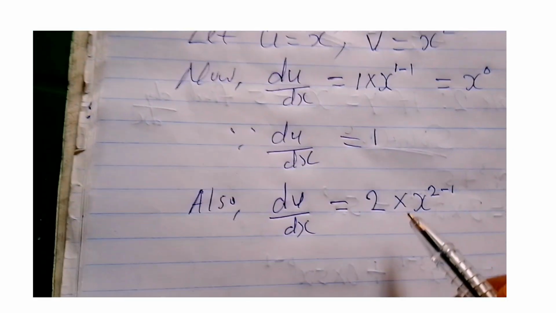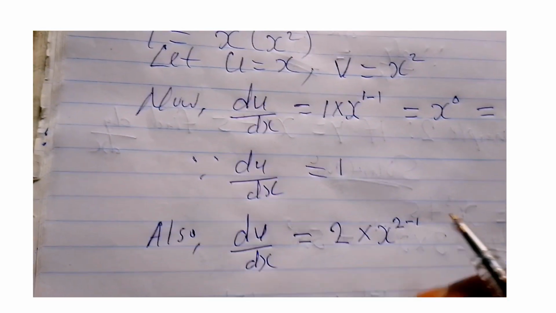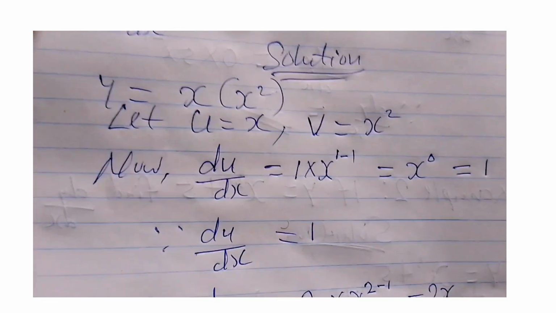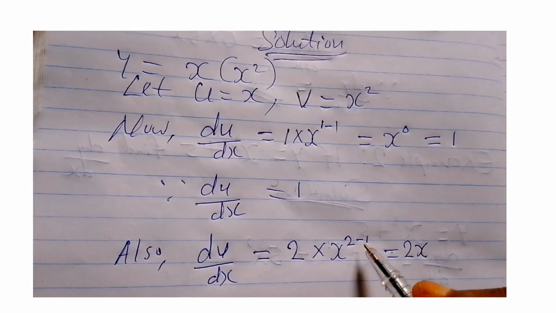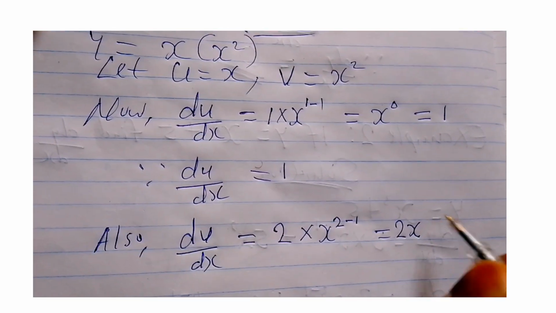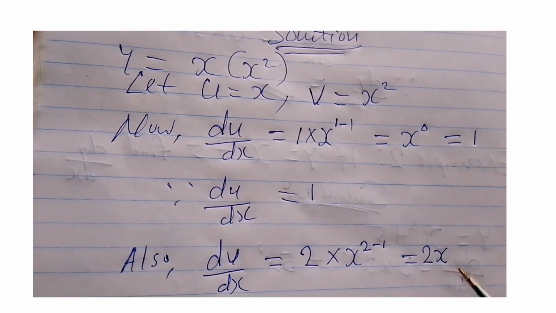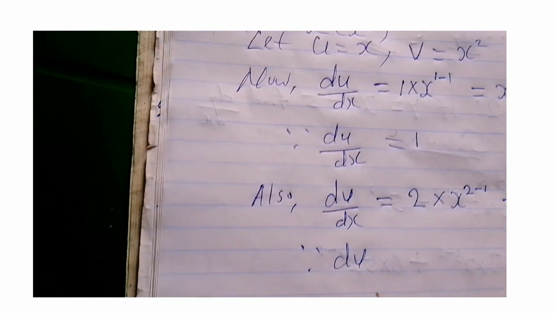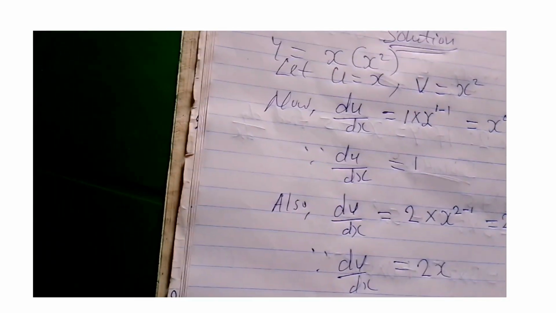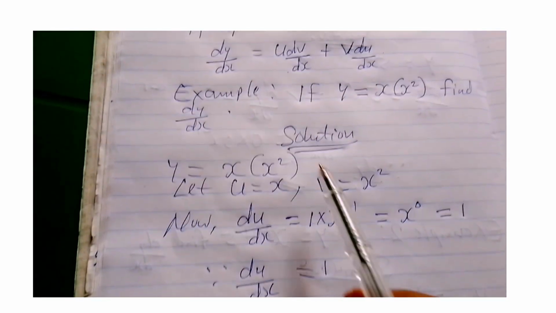That's how I got this: 2 times x squared minus 1. 2 times x gives us 2x, right? Then 2 minus 1 gives us 1. There's an invisible 1 here, and anything to the power of 1 is the same term, which is x. So our dv over dx is equal to 2x, right? That's nice.